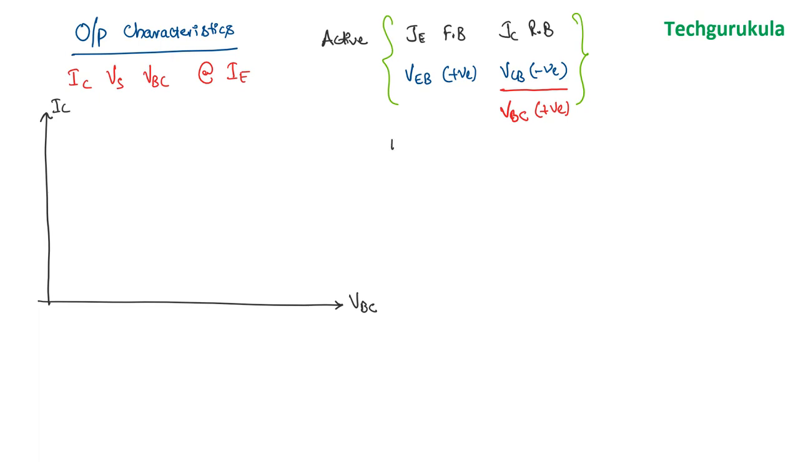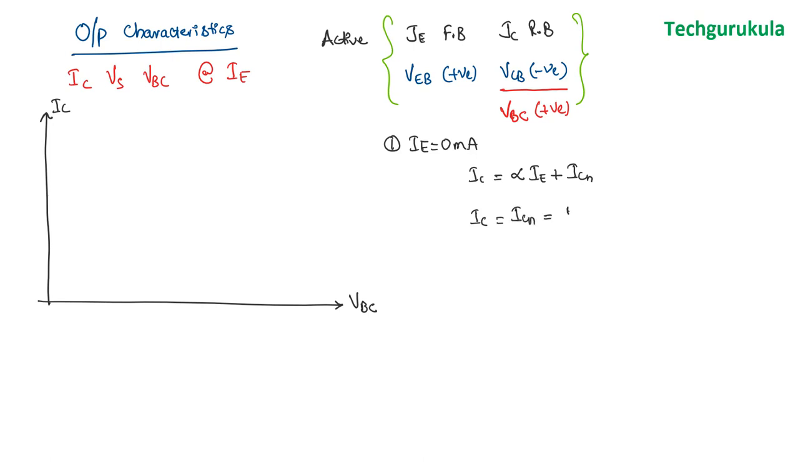So to start with, let me take the first case when IE is equal to 0 milliamperes, let's say. We know the current equation for IC from the BJT operation, that IC is equal to alpha IE plus ICBO, which we also call as IC naught. When IE is equal to 0, we have ICBO.